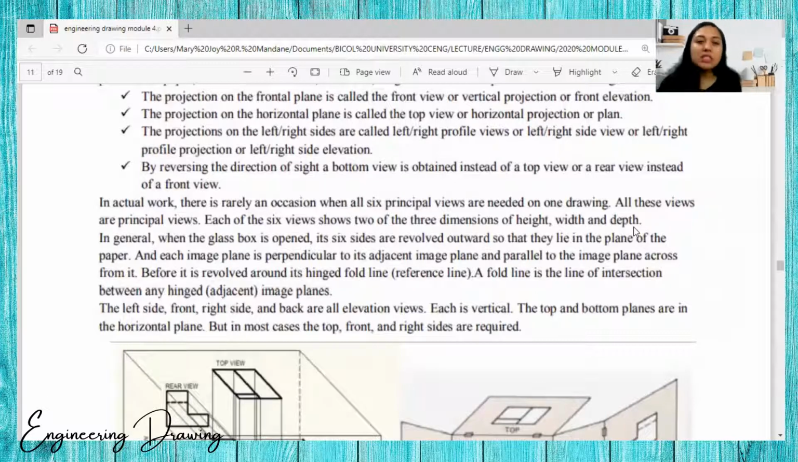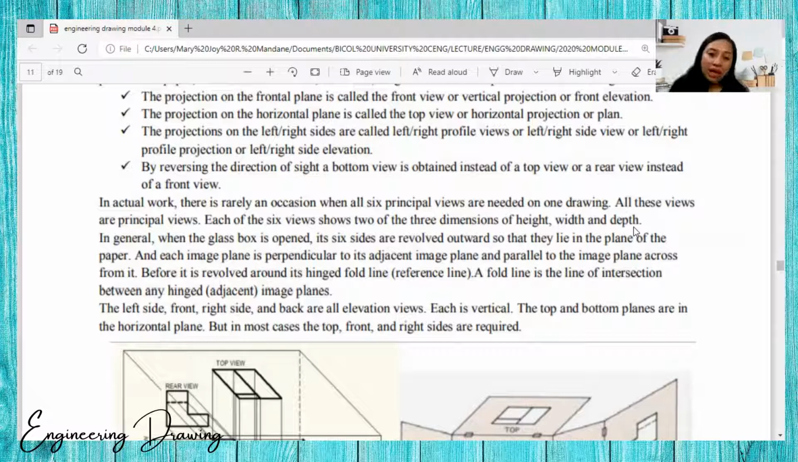In actual work, there is rarely an occasion when all 6 principal views are needed in one drawing, and all these views are principal views. Each of these 6 views shows 2 of the 3 dimensions of height, width, and depth. In general, when the glass box is open, its 6 sides are revolved outward so that they can lie in the plane of the paper, and each image plane is perpendicular to its adjacent image plane and parallel to the image plane across from it, before it is revolved around its hinge fold line. A fold line is the line of intersection between any hinged image planes.